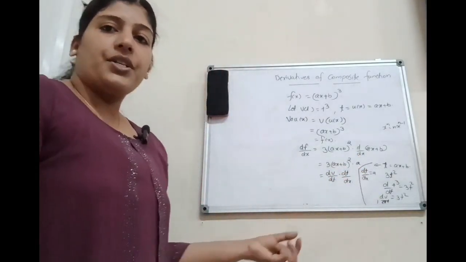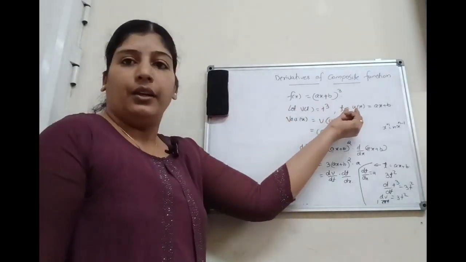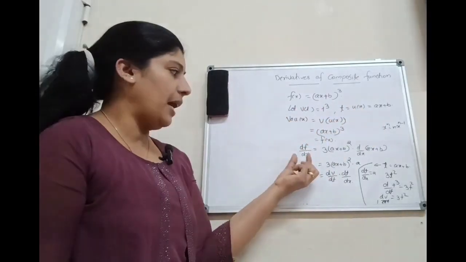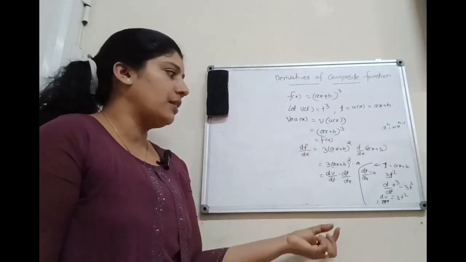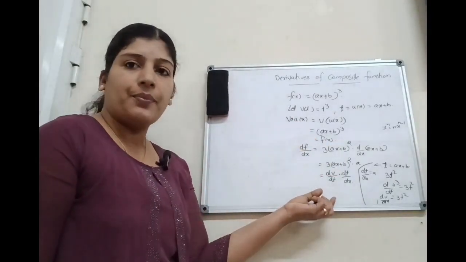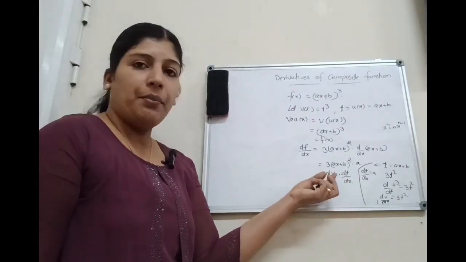Here the function f of x can be expressed as the composition of two functions v of t and u of x. That is, f can be expressed as the composition of v and u, so v composition u of x equals f of x. Therefore, df by dx can be expressed as dv by dt into dt by dx. That is, here v can be expressed in terms of t.